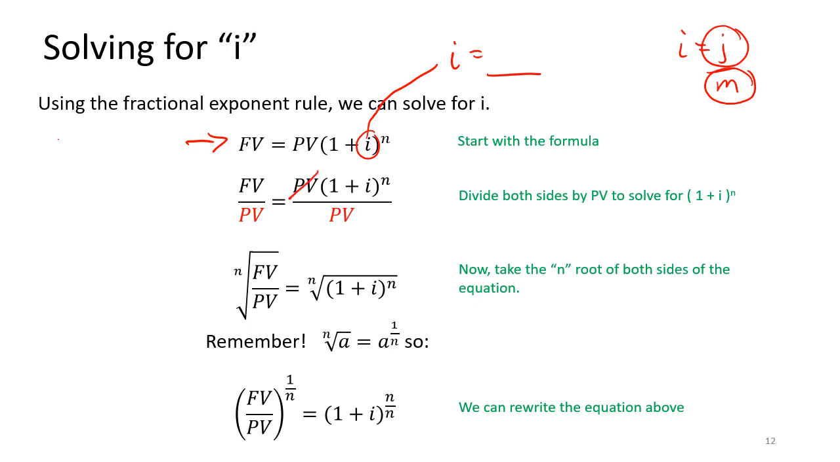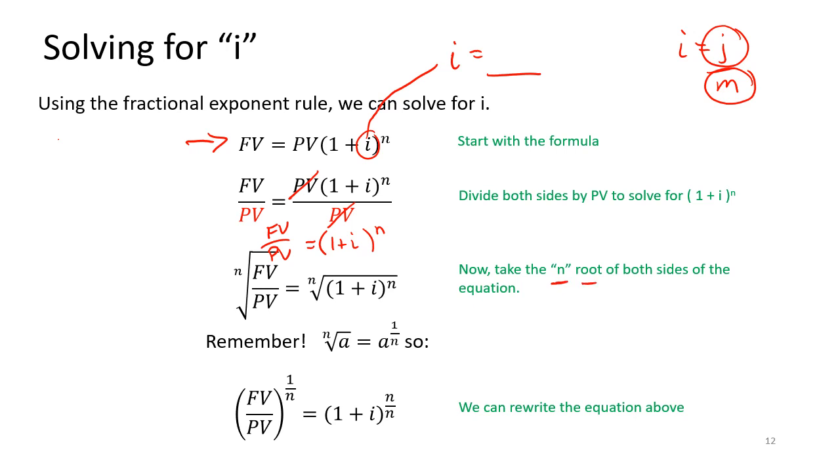So the PVs cancel. And what you're left with, I don't have it written here, is future value over present value is equal to 1 plus I to the exponent n. All right? Now, you need to get rid of that n. You want to remove that n from as an exponent. So what I'm going to do is take the nth root of both sides.